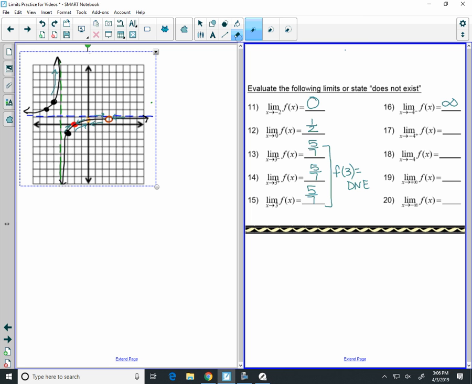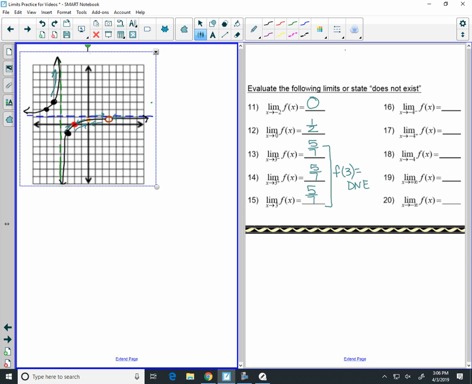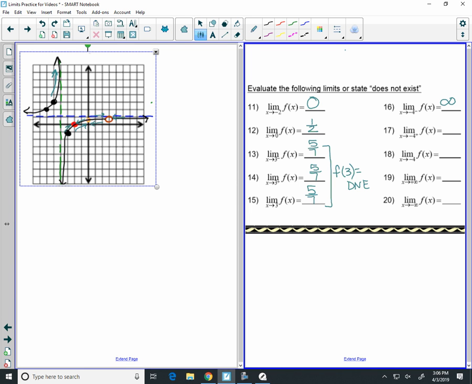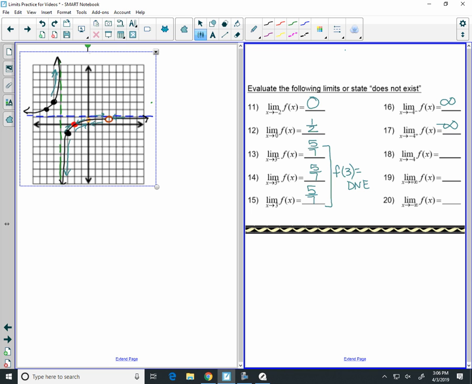All right, let's go back and talk about 16 again. 16, 17, and 18 are all working with this asymptote. So at -4 from the left, we said we're going to positive infinity. -4 from the right, we're going to negative infinity. And so that means our two-sided limit does not exist, whether those infinities matched or not. It's not a number on a number line that I can walk to and stand on.